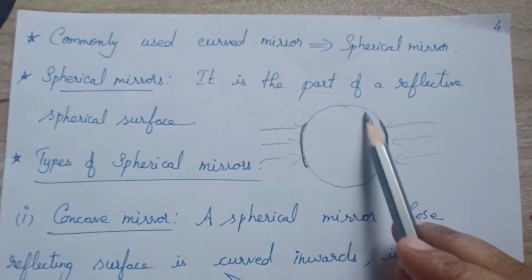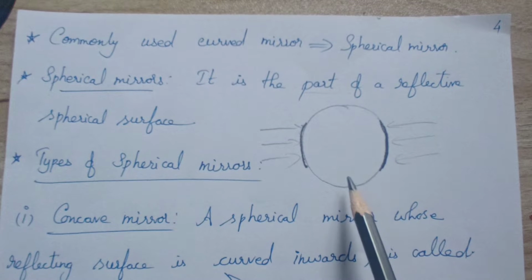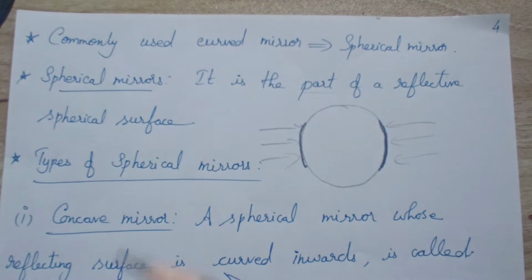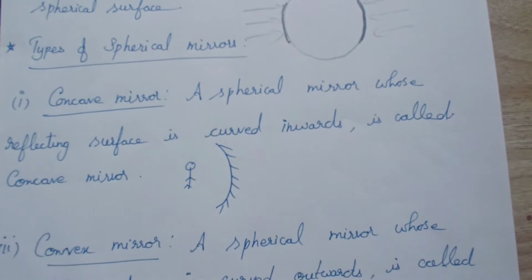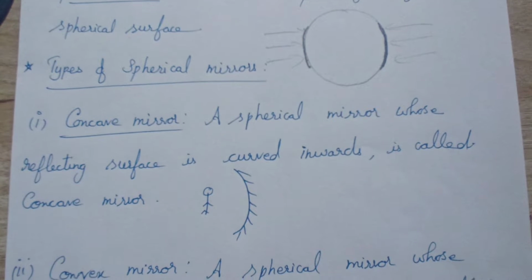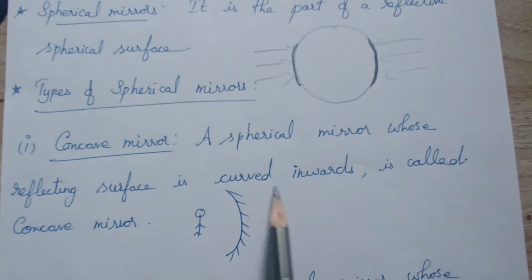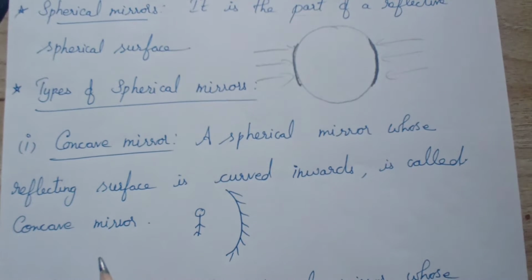Since a sphere has only a curved surface, based on the curvature, whether it is curved inwards or curved outwards, we have two types of spherical mirrors: concave and convex mirror. A spherical mirror whose reflecting surface is curved inwards is called a concave mirror.